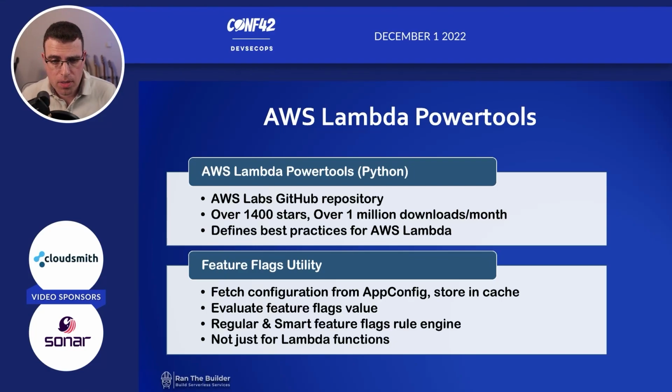So for those who don't know, AWS Lambda Powertools is an amazing repository. It basically defines all the best practices for AWS Lambda, logging, tracing, input validation, and feature flags are defined, and you can use their utilities to do that. It has over 1 million downloads per month, so it's very popular. And we're going to use the feature flags utility, which I designed and contributed to AWS Lambda Powertools. And what it essentially does, it fetches configurations from AppConfig, it stores it in an in-memory cache, it evaluates the feature flags value for you, and it has something very interesting. It has a support for regular and smart feature flags, and I'm going to discuss smart feature flags later on. And just to clarify, it's not just for a Lambda function, even though the name says Lambda. You can use it also in containers.